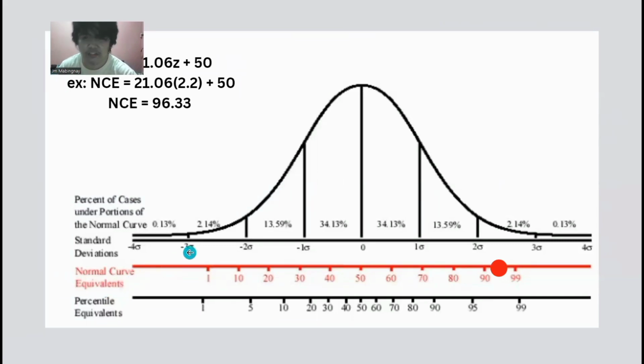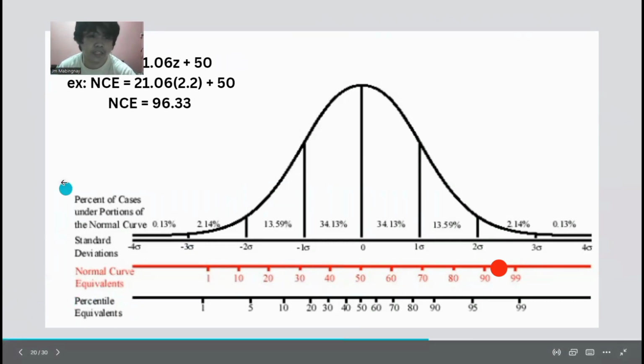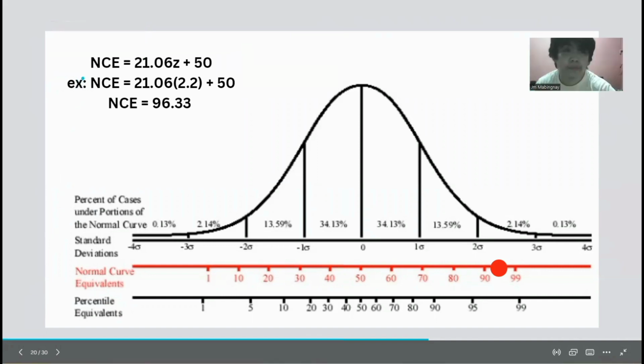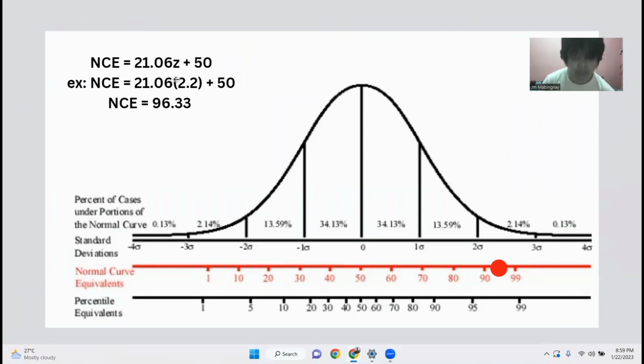if you can see, the interval of this normal curve equivalent is consistent: 1, 10, 20, 30, 40. Unlike in percentile equivalent, it's kind of arbitrary. And then here is the formula on how to get the NCE. So, very direct and simple. Standard deviation multiplied by z-score plus 50.